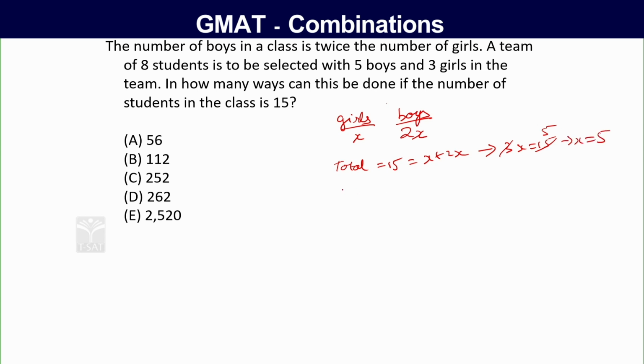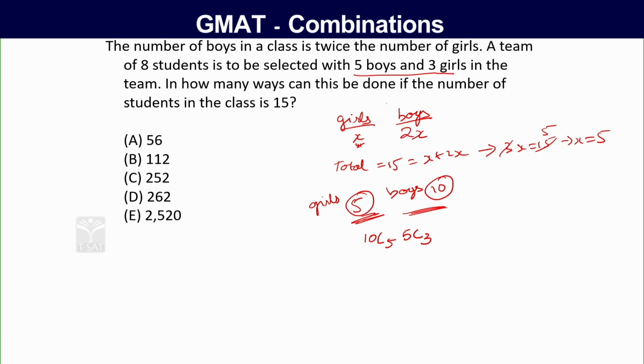So, when x is 5, the number of girls will be 5 and the number of boys will be 2x, that is 2 into 5, it is 10. Okay. So, a team of 8 students is selected with 5 boys and 3 girls. If you are selecting 5 boys out of these 10 boys, how many ways can you do that? By 10C5. You're selecting 5 boys and you're selecting 3 girls. Out of these 5 girls, you want to select 3. So that becomes 5C3 ways.